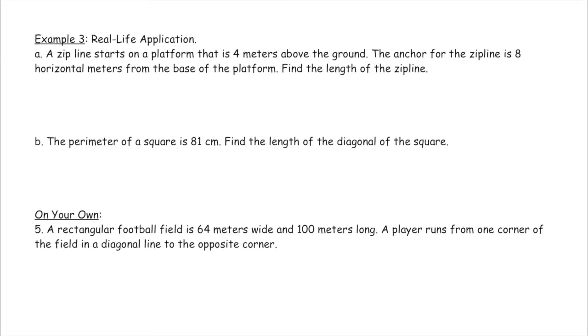Okay, so for this word problem, it says a zip line starts on a platform that is 4 meters above the ground. So if I were to draw it, let's say that's about 4 meters above the ground, and let's say all of this, that's a terrible ground, but that's the ground. The anchor for the zip line is 8 horizontal meters from the base of the platform. So 8 horizontal meters from the base of the platform. Find the length of the zip line.